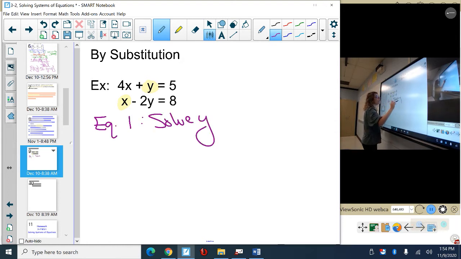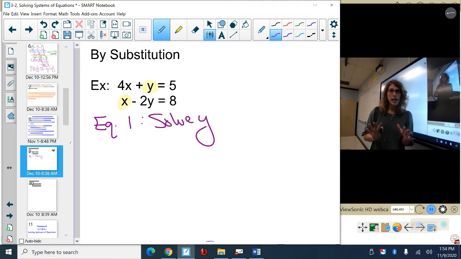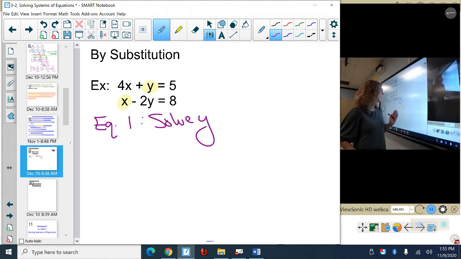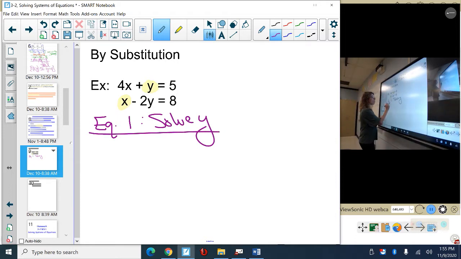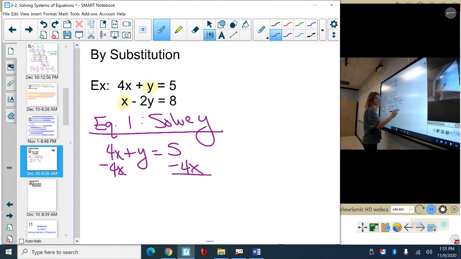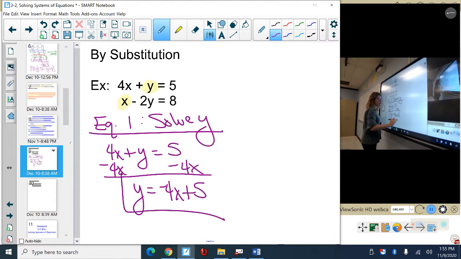I always want you to be like Hansel and Gretel and leave yourself little breadcrumbs. Explain to yourself what you're doing on paper so that when you walk away or you get a phone call, you can come back to it and not miss a beat and know exactly what you were doing. So I'm taking equation 1 and I'm going to solve it for y. So that's 4x plus y is equal to 5. That means I'm going to subtract 4x from both sides, and y is equal to negative 4x plus 5. Box that expression in, because now I'm going to use equation 2.